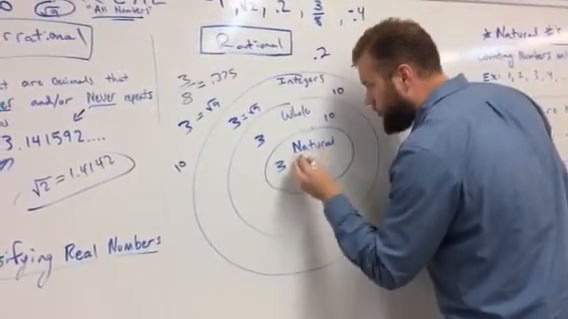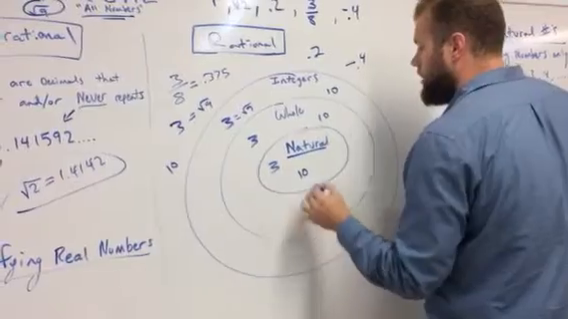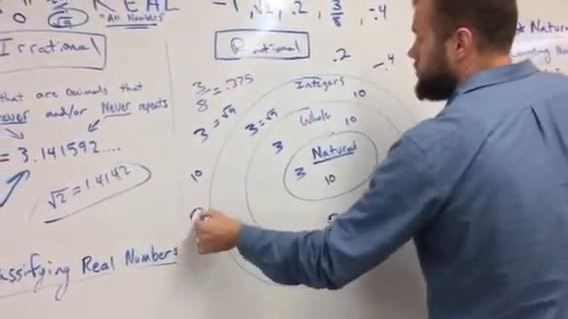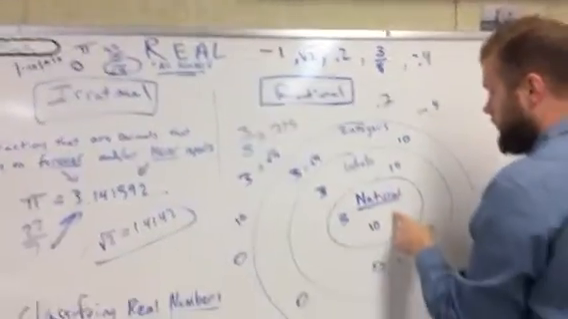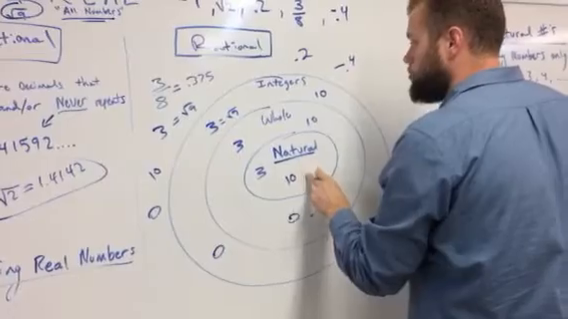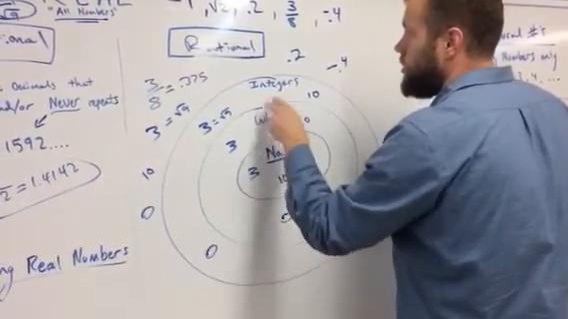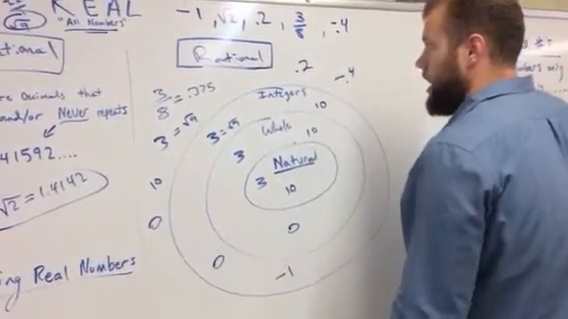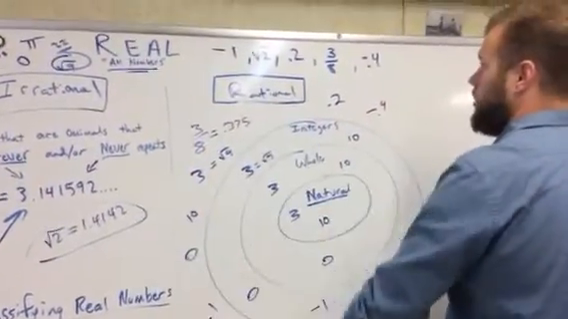Is 0 going to go for natural? No, it's not. Will it go for whole? Yes. 0 counts for the whole. 0 is also an integer, and 0 is also rational. How about -1? Does that count for natural? No, because those are counting numbers starting with 1. These are counting numbers starting with 0, so it can't go here. -1 is going to go for the integers. And because -1 goes for integers, it's also going to go in the rational column.